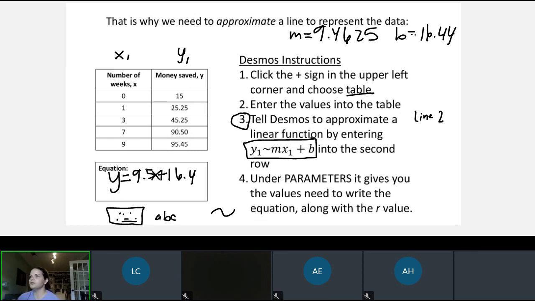So you can use Desmos or the TI-84. Whatever you choose is 100% up to you. Okay? Use whatever makes the most sense to you.